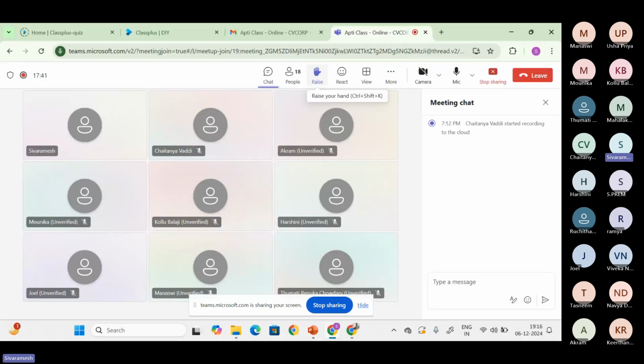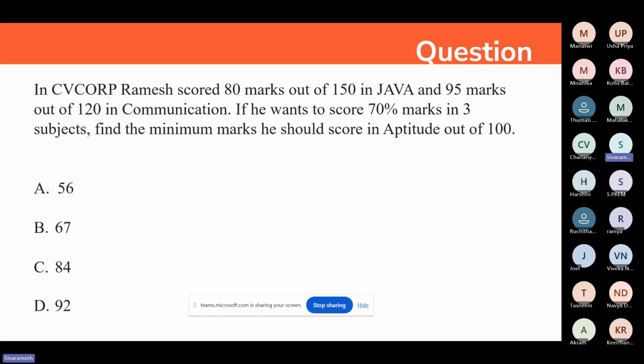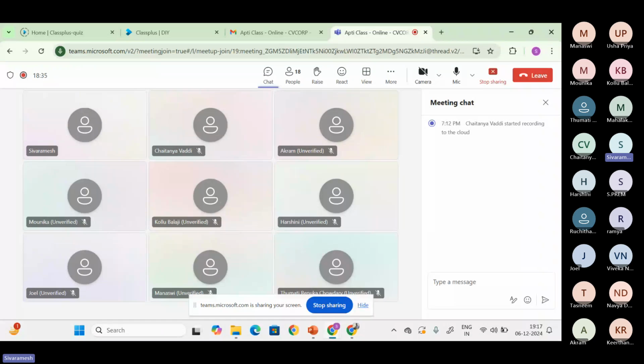I think 18 people joined the session. Everyone, try this one. Once you are done, you can post your answers in the chat box.